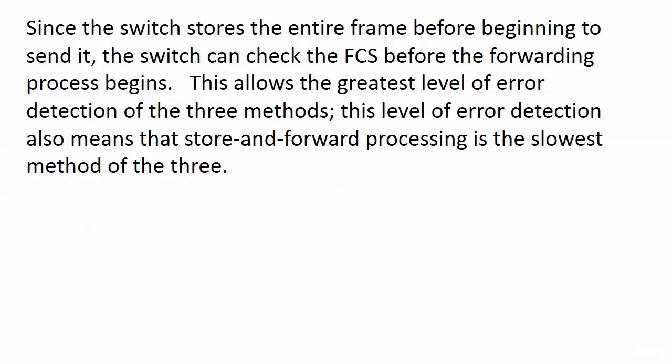Again, we like that because since the switch stores the entire frame before beginning to forward it, the switch can check the FCS before the forwarding process begins. So the switch can find out if there's a problem with that frame before it begins to forward it. And again, you would look at this and think, okay, that sounds exactly like what I think frame processing should be like, right? Well, this allows the greatest level of error detection of the three methods we're going to look at here. And we also like that. We'll take all the error detection we can get. This level of error detection also means that store and forward processing is the slowest method of the three.